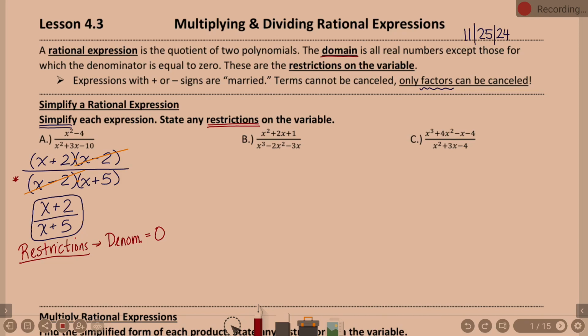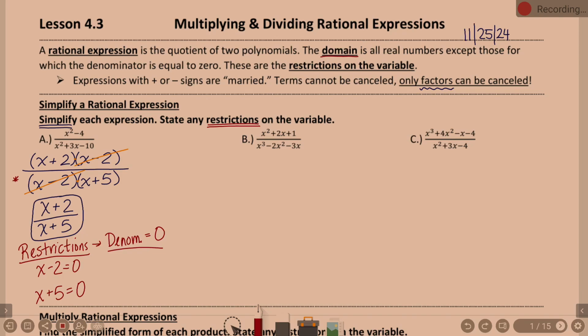So you're setting each factor equal to 0. What factors did I have before I canceled anything out? I had x minus 2 and then x plus 5. Anything that was ever in the denominator, we're going to set equal to 0. So I'm going to set x minus 2 equal to 0, and x plus 5 equal to 0. Sorry, I was trying to decide what I wanted to do here. Okay, so we're going to set both of those equal to 0.